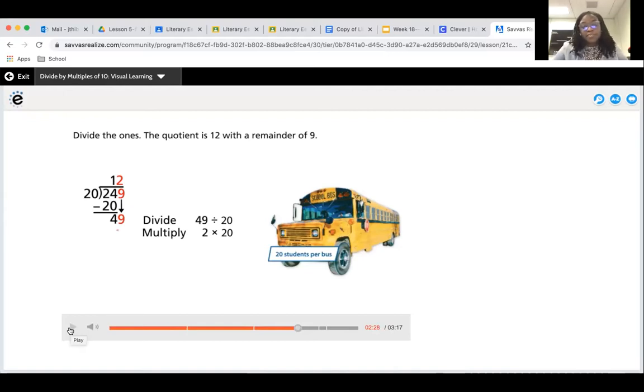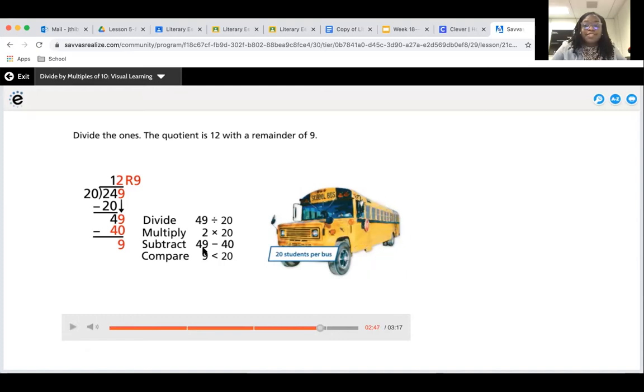Dangerous monkeys steal bananas. Or another one is dad, mom, sister, brother, rover. Okay, that's another acronym that you can say to help you remember the steps of division. Times 20. Subtract: 49 minus 40. Compare: 9 is less than 20. The quotient is 12 with a remainder of 9.